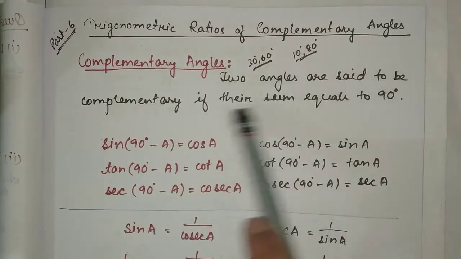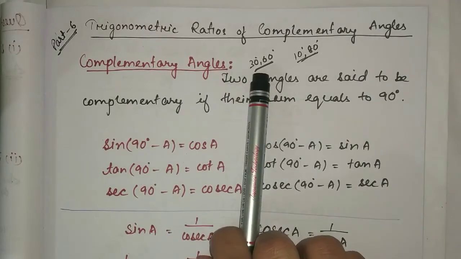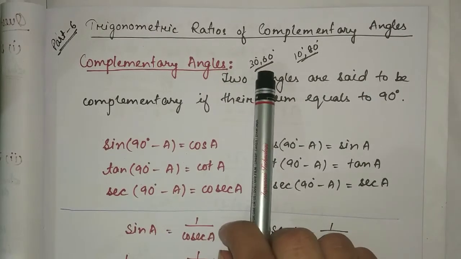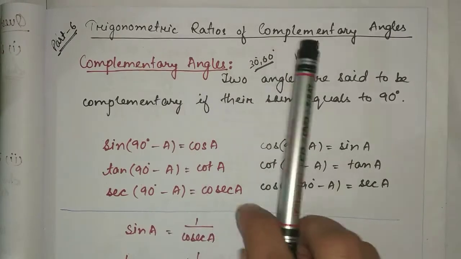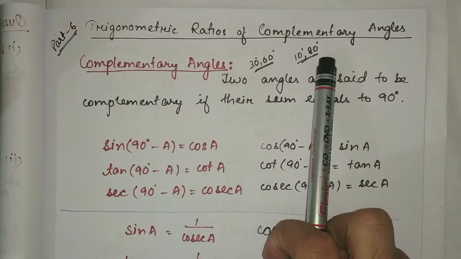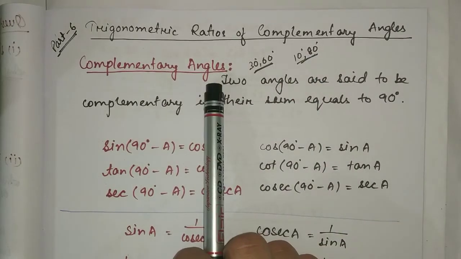Two angles are said to be complementary if their sum equals 90 degrees. For example, 30 and 60. 30 plus 60 is equal to 90 degrees. So we can say that 30 and 60 are complementary angles. Similarly, 10 plus 80 is equal to 90. So we can say that 10 degrees and 80 degrees are complementary angles.